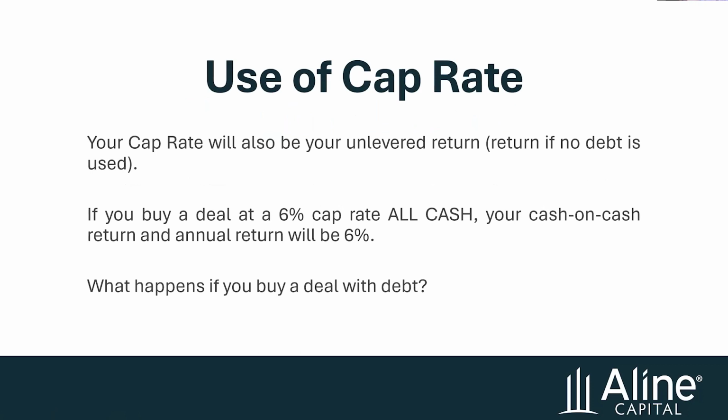So for analyzing this, I'd like to use an element of the cap rate. And your cap rate will also be your unlevered return if no debt is used. So for instance, if you buy a deal at a 6% cap rate, all cash, your cash on cash return and annual return will also be 6%. For those of you that aren't up to snuff on what a cap rate is, hopefully we can put a link here to our video on what that is. But this analysis assumes you know what a cap rate is.